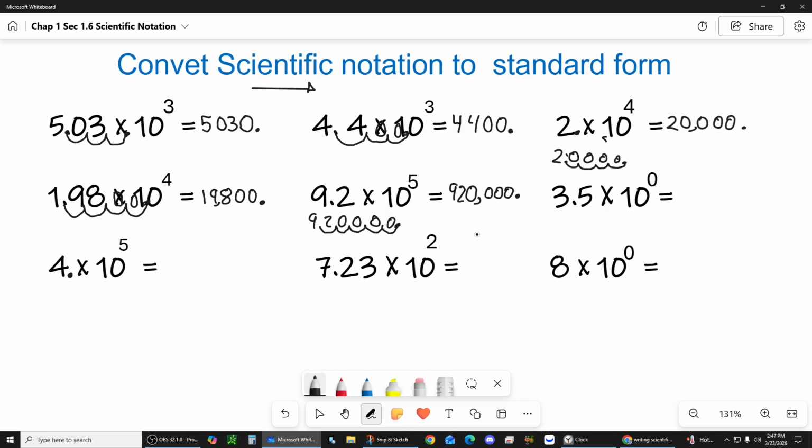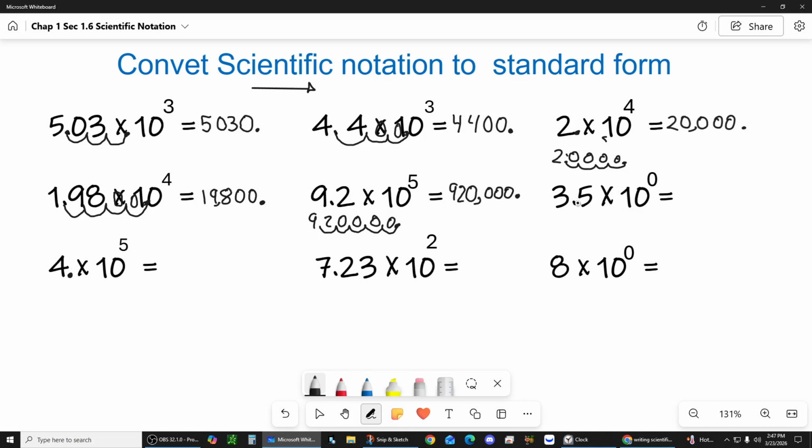Okay. So in this case, that's the original number. That's what we call standard form. Okay. And that's the answer. Now, can you see for the next one?